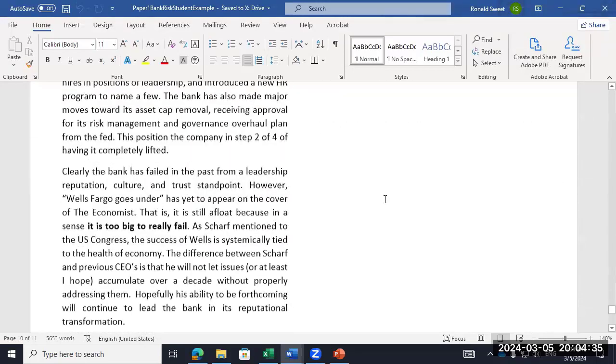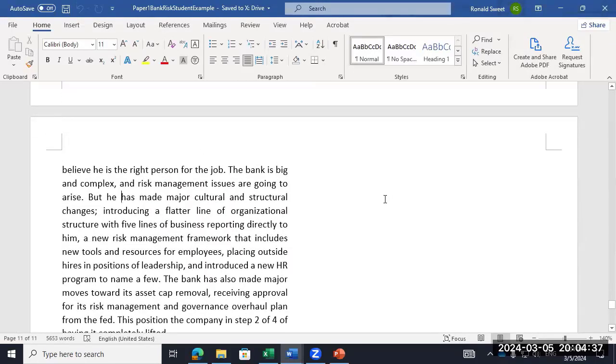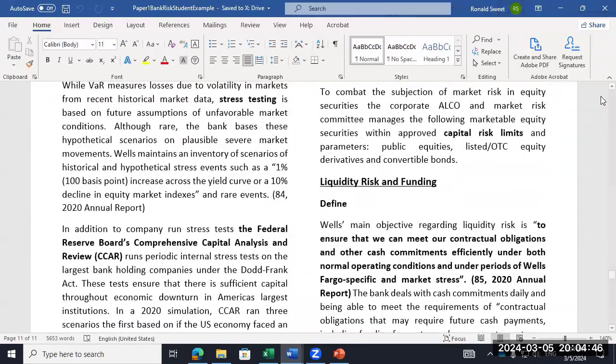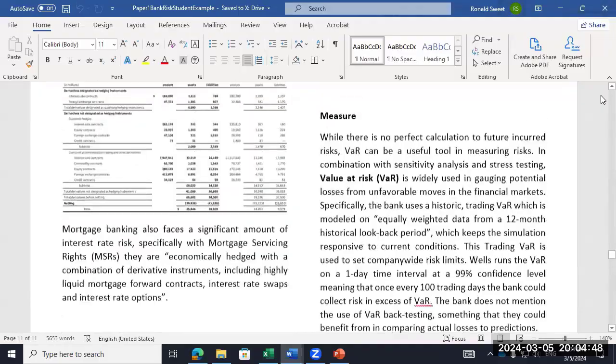So this is an overall strong paper, except for on the mitigation side on market. I don't think they did nearly enough there, but everywhere else fairly strong. Any comments, questions on that?